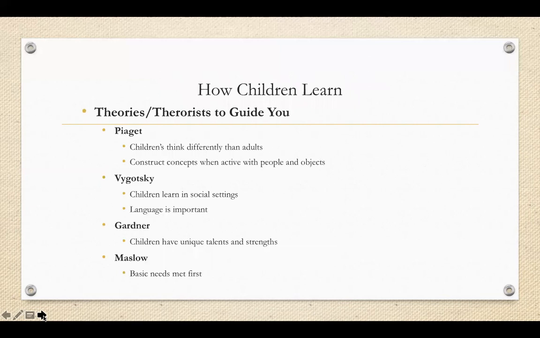Theories and theorists. Piaget: children think differently than adults. Children construct concepts when active with people and objects. Vygotsky: children learn in social settings. Language is important. Gardner: children have unique talents and strengths that need to be developed. Maslow: basic needs have to be met first before children can begin to learn.